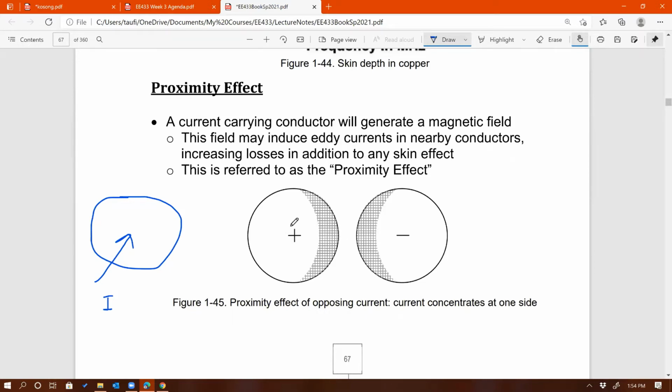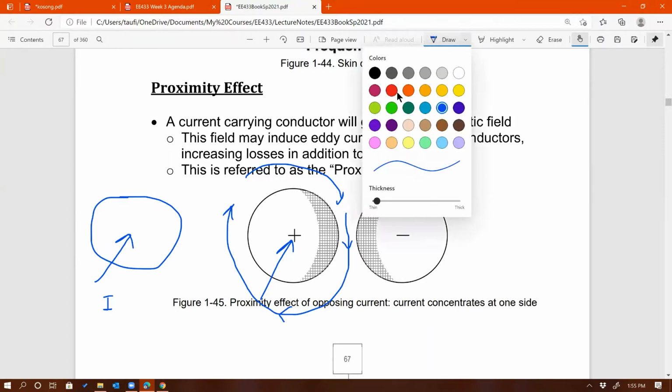But what about, for example, if I call this wire the plus wire and the minus wire? The plus wire, if you do the right-hand rule, if the current goes in, plus means in, into the page, then the magnetic flux due to the plus conductor is going to be clockwise this way. Yes, it's going to be clockwise. You agree with that? Clockwise, just like that. Okay, and that's fine.